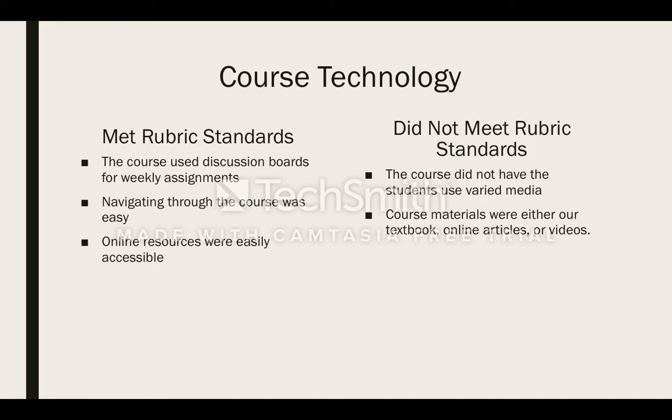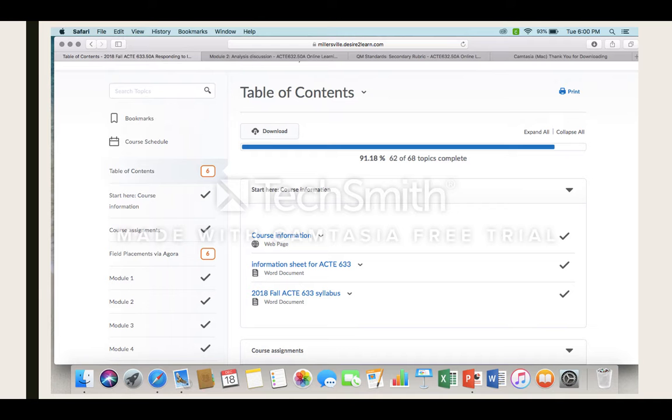Okay, and then we have course technology. So the way this met rubric standards, the course used discussion boards for weekly assignments. Navigating through the course was easy and online resources were easily accessible. Some things that I found that didn't meet rubric standards based on my analysis is that the course did not have the students use varied media. Course materials were either our textbook, online articles, or videos.